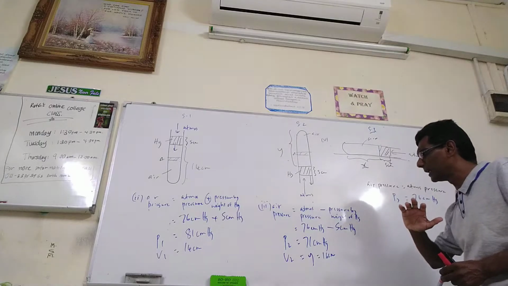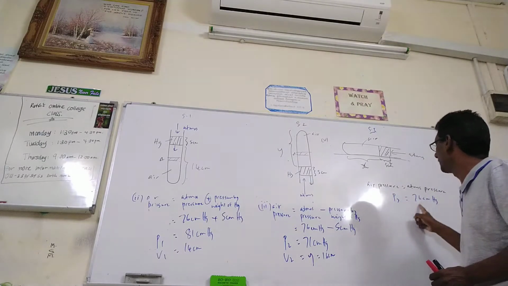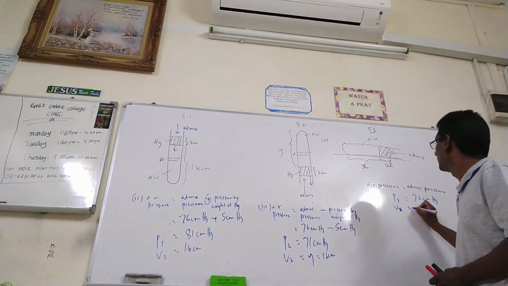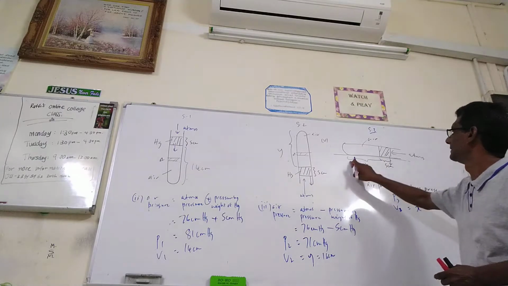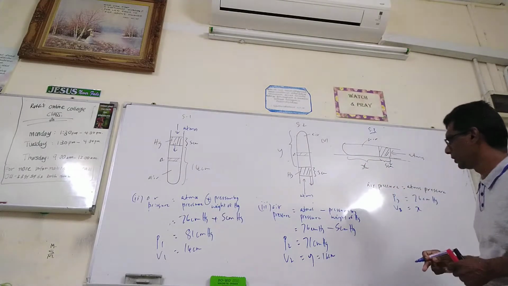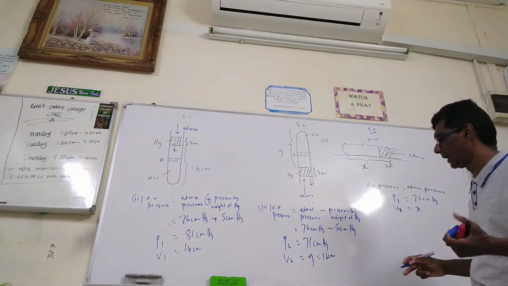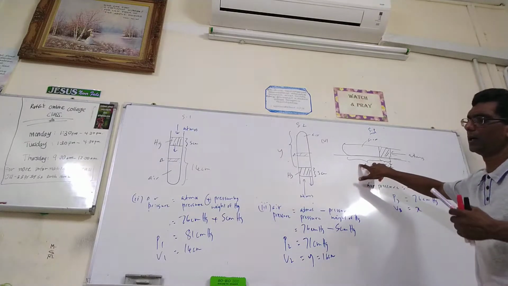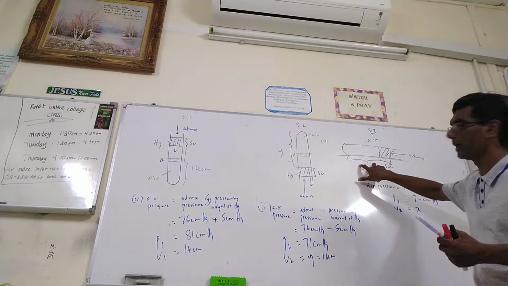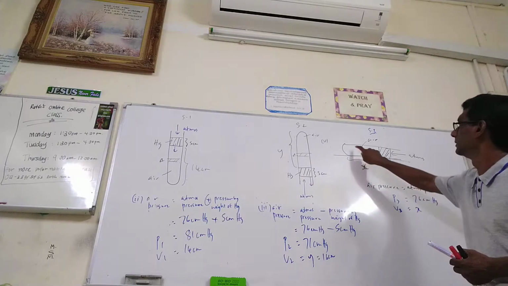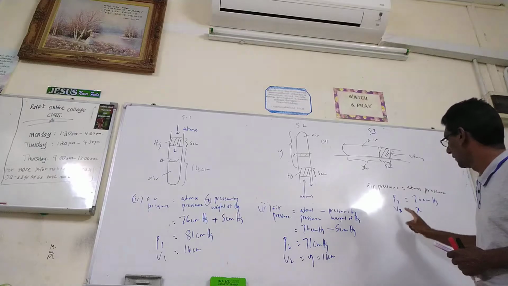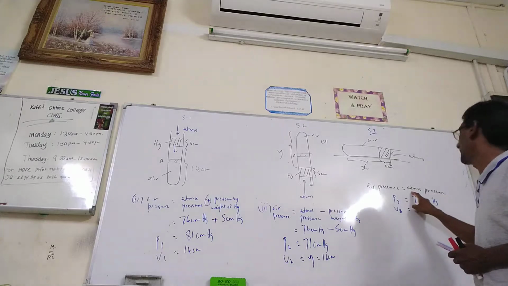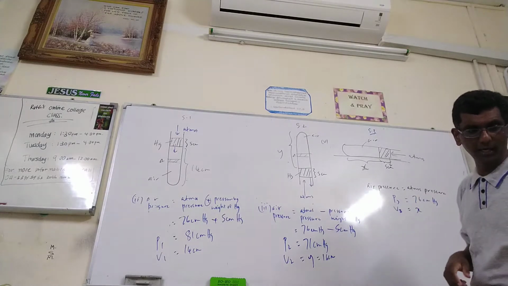So we can use P3 equals 76 cm/Hg, and V3 equals X. V3 is the volume of the trapped air, so the volume is X, and P3 is 76 cm/Hg, because the air pressure equals the atmospheric pressure.